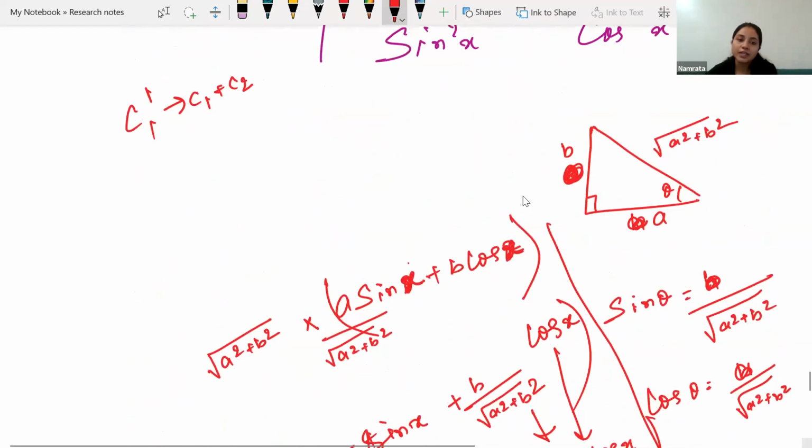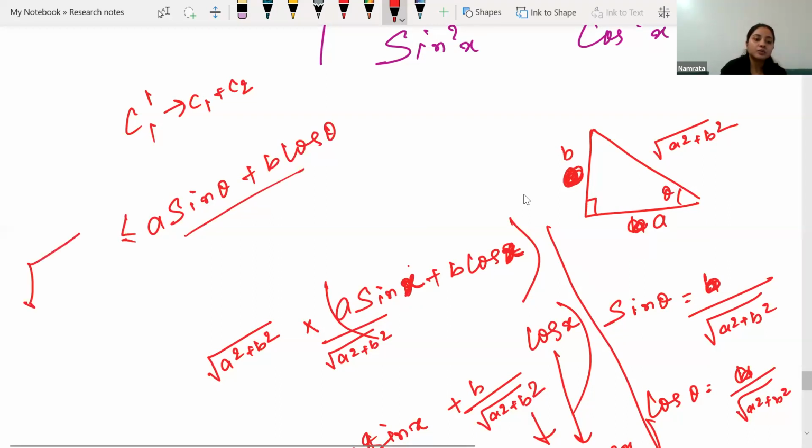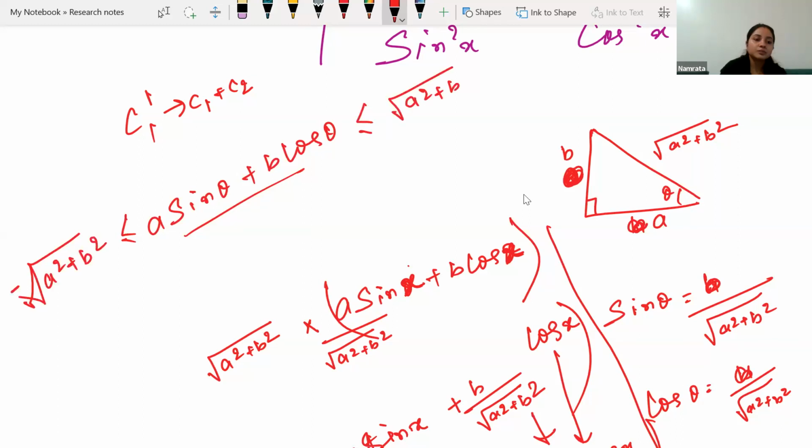Okay, so I am trying to say, whenever we have the format a sin theta plus b cos theta, it will always lie between minus under root a square plus b square and plus under root a square plus b square. This is the formula or the rule, you can say.